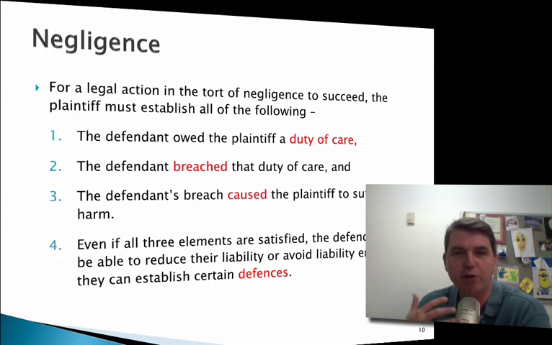So that's an overview of it. In the next series, we're going to get into this idea of a duty of care. When do we actually have a duty of care? When can negligence possibly arise?